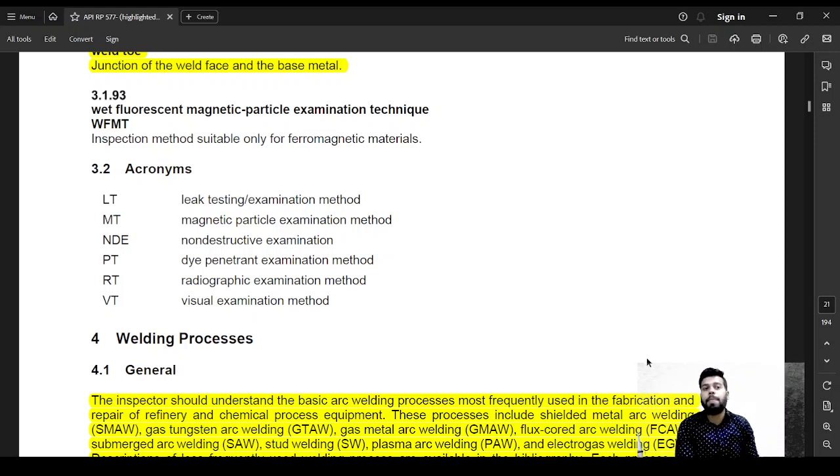But an API authorized inspector need not know all of these things. Okay, we generally concentrate on most kinds of welding operations that are used in fabrication or repair or alteration, which are generally going to be arc welding processes, because arc welding processes are much suited for large scale operations. The simplest is going to be SMAW, so we'll talk about those.